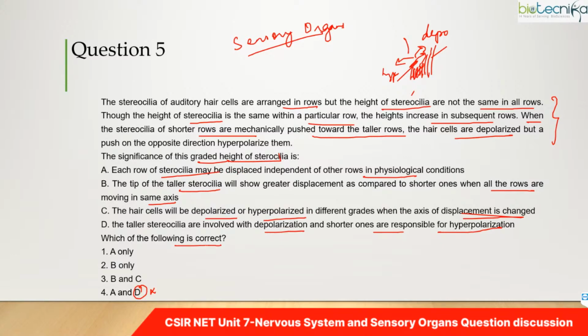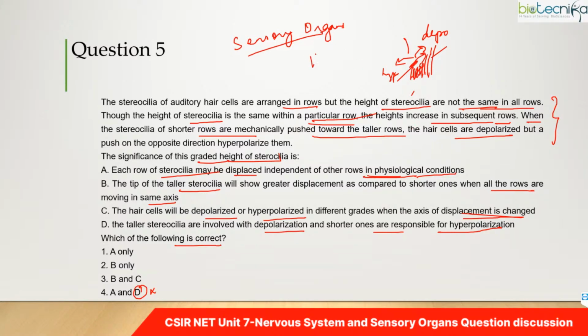Okay, but you have to go through each and every statement over here because it is not very easy options that they have given. So each row of stereocilia may be displaced independent of other rows. Will it happen like that? No, right? So they are arranged in rows, but the height of stereocilia are not the same in all rows. Though the height of stereocilia is the same within a particular row, the heights increase in subsequent rows. So this is how depolarization, repolarization is occurring, they have mentioned. So each row of stereocilia may be displaced independent of other rows. It will not be like that.